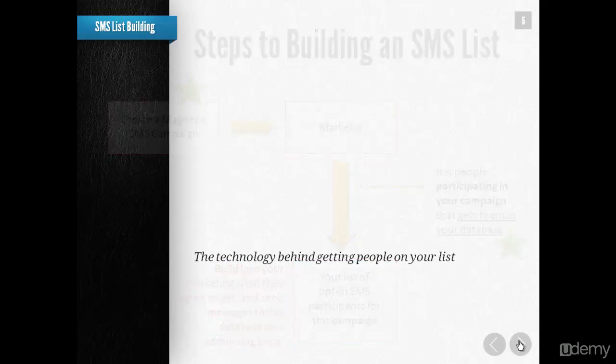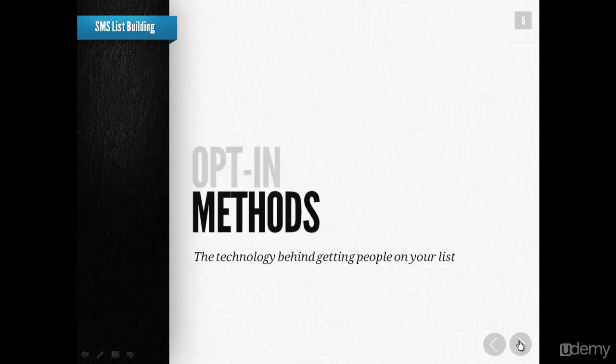Let's talk first about the actual technology. How do people get on your list? Because I think it's one of the things that people sort of have in the back of their mind: well, how do I do this? And until you get that settled, you're going to be a little bit confused on things. So let's start with this.